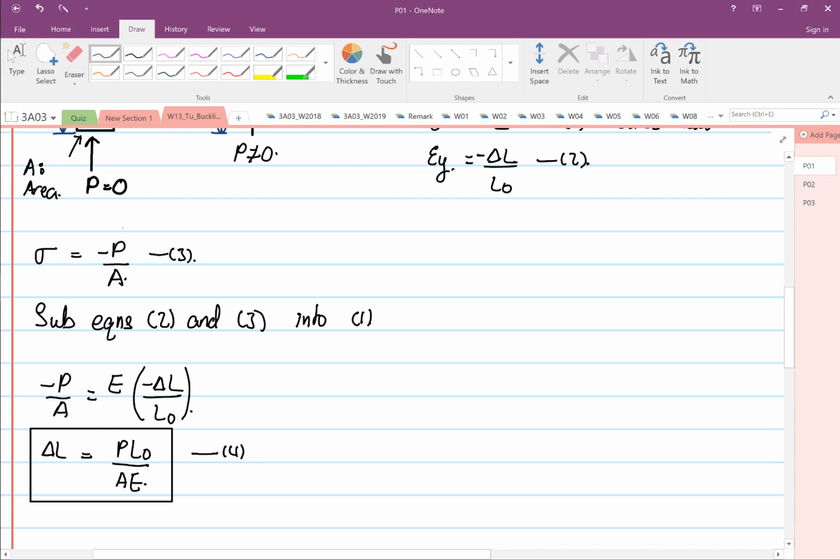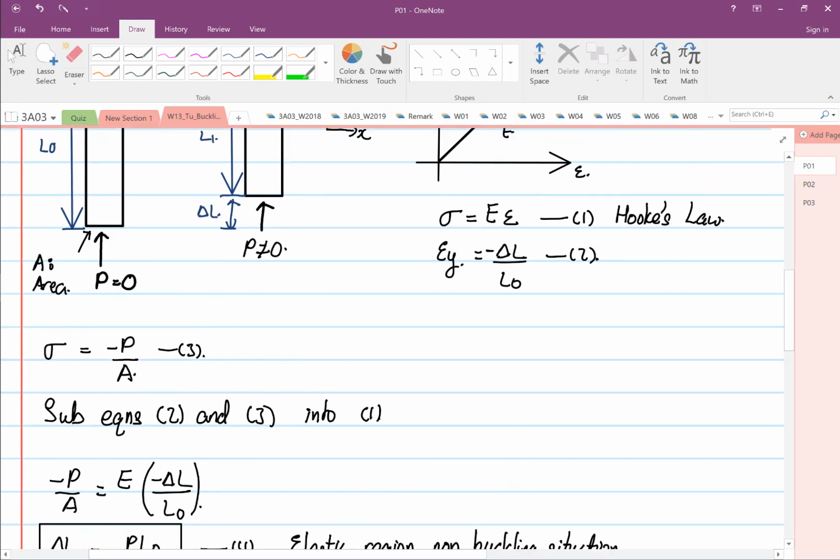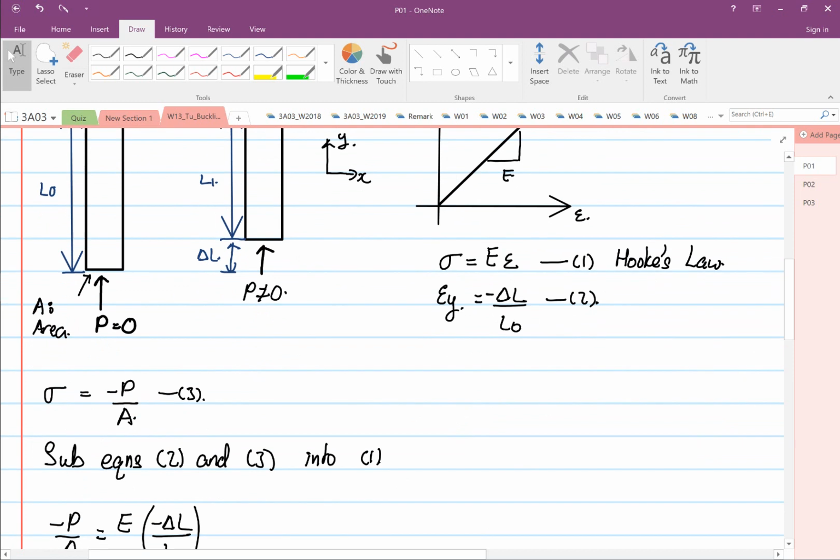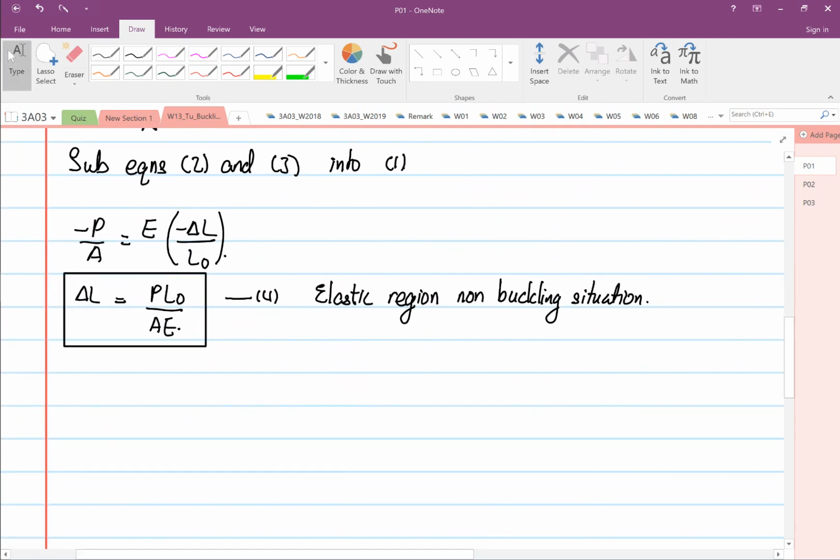Now this is only true in the elastic region, in a non-buckling situation. The compressive axial loading is not high enough to induce buckling. Remember how we started: we want to relate this to the stiffness of the structure. So let's define what stiffness is first.